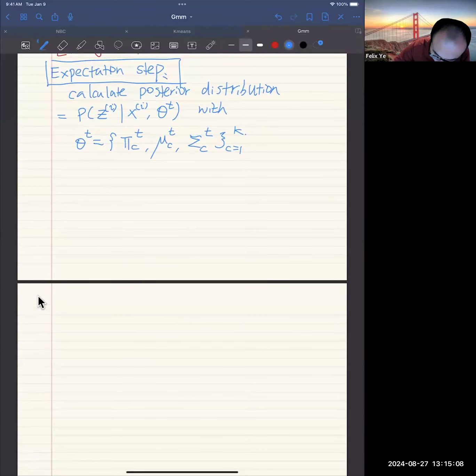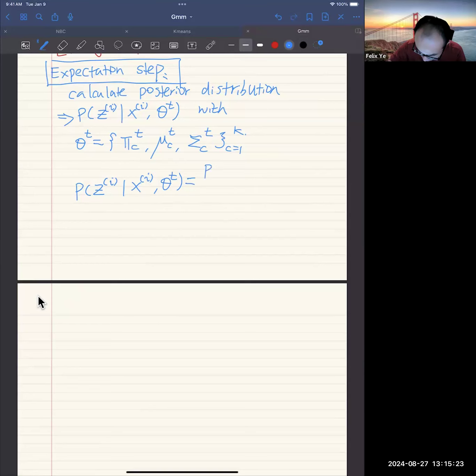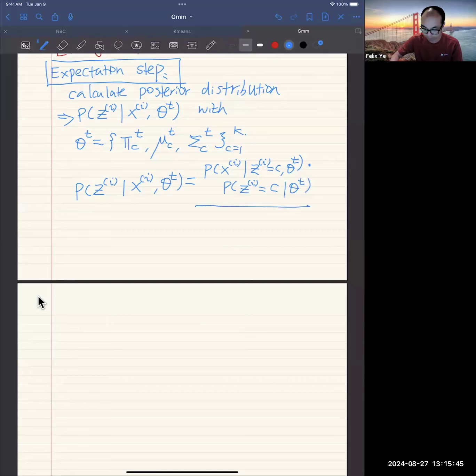And how do we calculate this posterior distribution? It is given as follows: the probability of x_i, Z_i equal to c, and theta_t, multiplied by the probability of Z_i equal to c conditional on theta_t, over the probability of x_i given theta_t. So this is nothing but Bayes' rule.